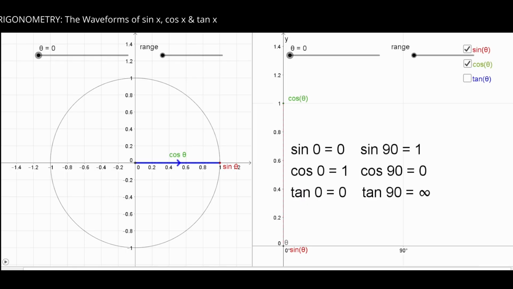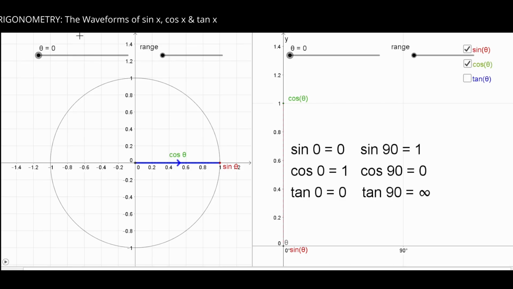Now on the right, we've got what we know about sine, cosine and tangent, in that sine starts off at 0 and heads towards 1, and cosine starts at 1 and heads down to 0 as we move the hand from 3 o'clock to 12 o'clock. But we've got no idea what the shape of the curve is.